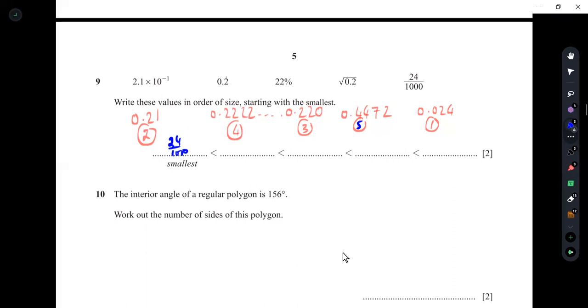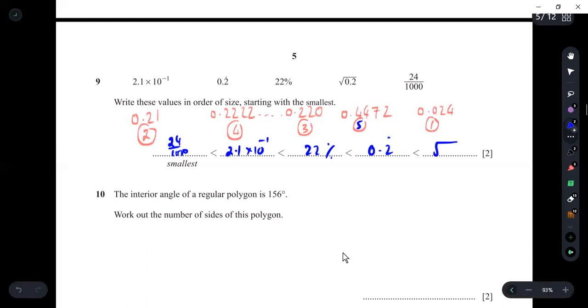Then the second one is 2.1 times 10 power minus 1. And third is 22%. The fourth one is 0.2 recurring. And the fifth one is the square root of 0.2.